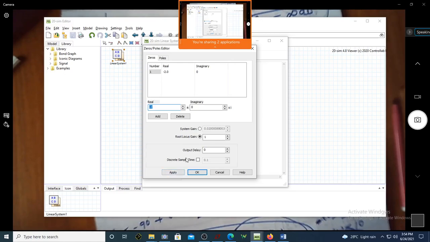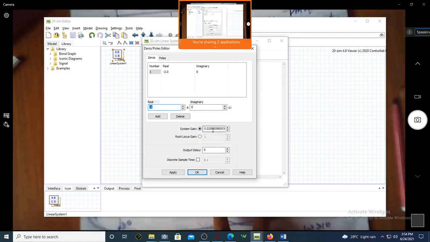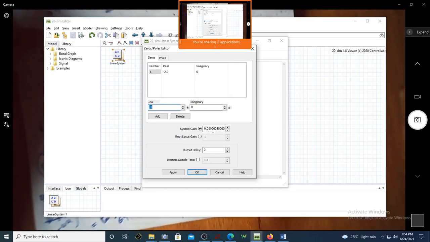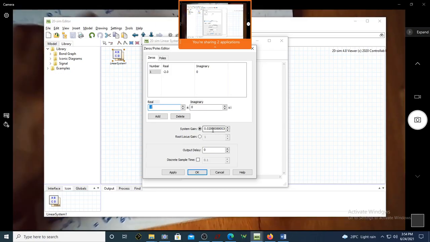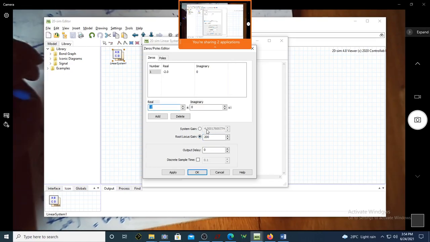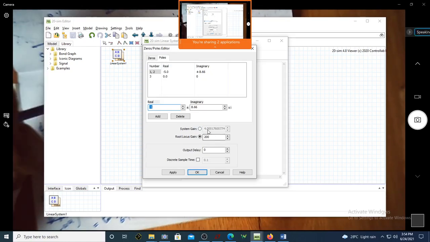Okay, let us see, what is the system gain? Right now we can see 200. The system gain should be 4. Otherwise, the root locus gain is 200. The moment I select root locus gain and edit it as 200, it automatically becomes 4. Why is it 4.000 something? Because we have truncated the pole position 8.66. If you write all the terms, you'll get 4.000 something.